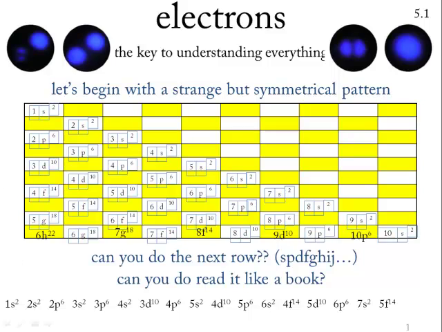Can you see that? Here. 1s2, 2s2, 2p6, 3s2. Go to the next line. 3p6, 4s2. This is where electrons are around a nucleus.